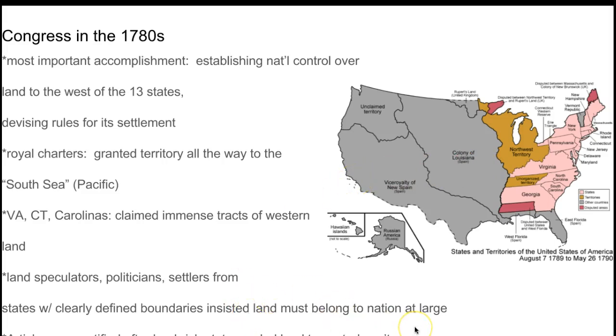Land speculators, politicians, settlers from states, they insisted that the land had to belong to the nation as a whole. So that meant that Virginia, Connecticut, and the Carolinas had to give up the land that they said they owned. So they gave up their land for the good of the nation, which was a pretty big deal. The Articles were ratified after these states ceded their land to the central government.